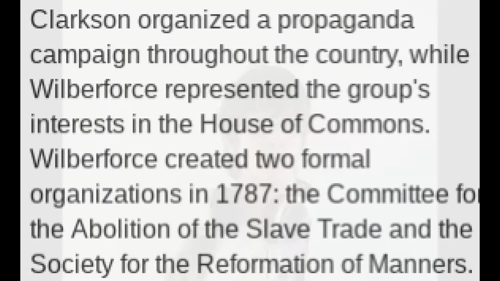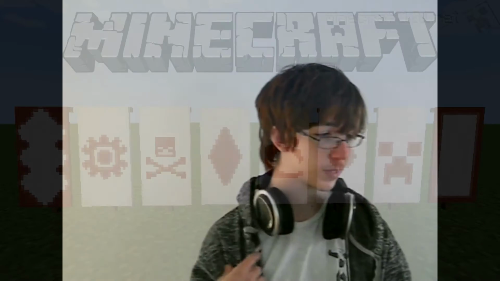Wilberforce also made a few groups, as stated by Gale. Clarkson organized a propaganda campaign throughout the country, while Wilberforce represented the group's interests in the House of Commons. Wilberforce created two formal organizations in 1787, the Committee for the Abolition of the Slave Trade and the Society for the Reformation of Manners. These groups were a good idea. They united people and gave them a banner to flock to.